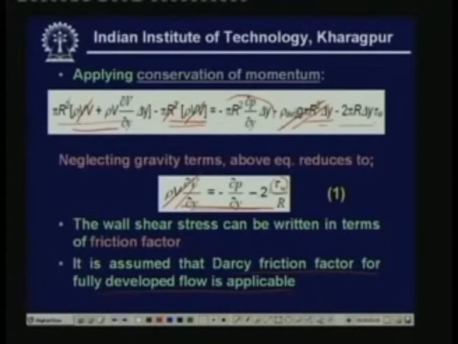Once this term vanishes, you find that dou p by dou y, from this equation, because this is 0, is equal to minus 2 tau w by r. So this is, let us say, equation A. Then you also have another equation using the definition of the friction factor. From the definition of the friction factor, delta Pf, that is the frictional pressure drop, is equal to f l by d into rho v square by 2. So what we do is we replace this shear stress term by using this equation and this.